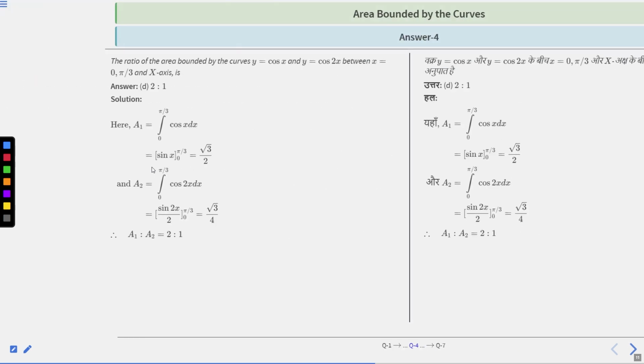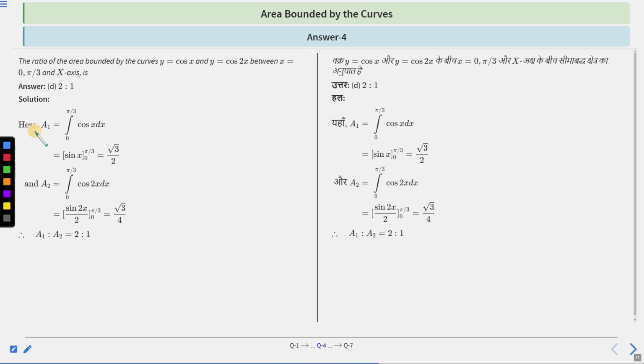Okay, let's move to the solution part. A1 is basically integration of 0 to pi by 3 cos x dx, right? So integration of cos x dx is basically sin x, and taking limit from 0 to pi by 3, you will get A1 as root 3 by 2. Now A2 is integration of 0 to pi by 3 cos 2x dx, and we will get sin 2x upon 2 from 0 to pi by 3, which after putting the limit we will get root 3 by 4.